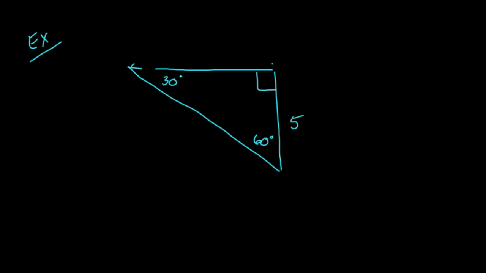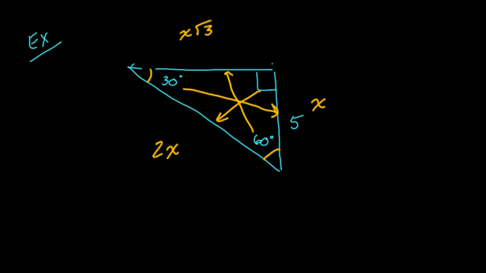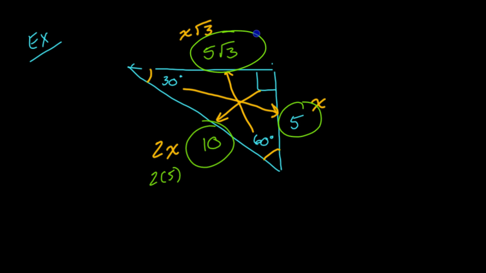We said that these 30, 60, 90s always follow a pattern. Across from your 30 is going to be x. Across from your 60 is always going to be x times a factor of root 3. And across from your 90 is going to be twice the distance of x. So if x was 5, like we have there, that side is going to be 2 times 5, or just 10, which is what we found when we made that equilateral triangle. And the top is going to be x times root 3, or 5 root 3. If you did the Pythagorean theorem on that one, you would have gotten 5 root 3 as well.